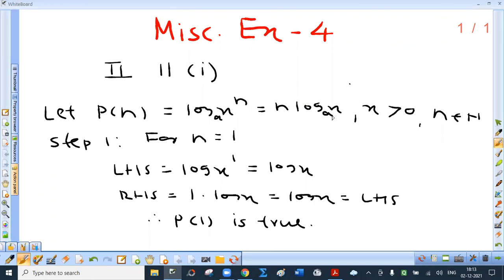Now for n equal to 1, just a minute. What is LHS? Log of x raised to 1 to the base a, that is log x to the base a. And what about right hand side? 1 into log x to the base a, that is simply log x to the base a. So LHS equal to RHS, that is P of 1 is true.